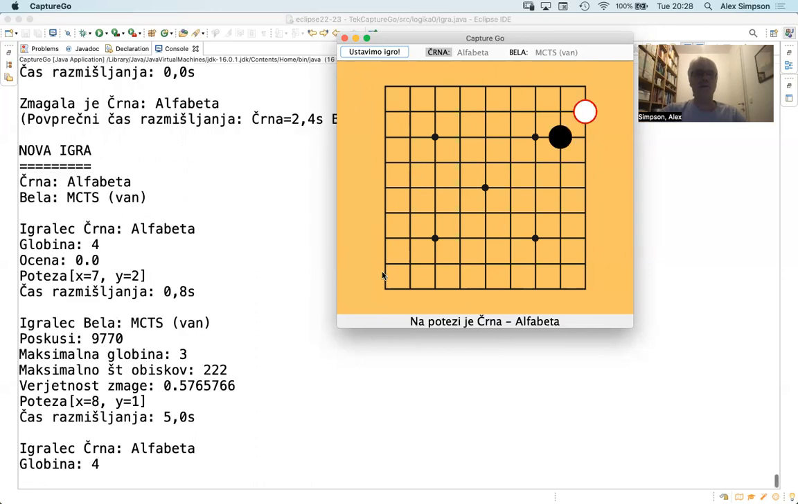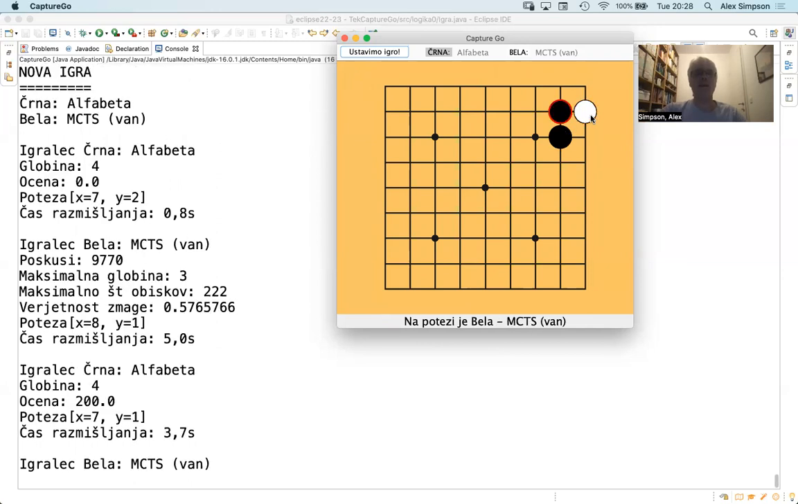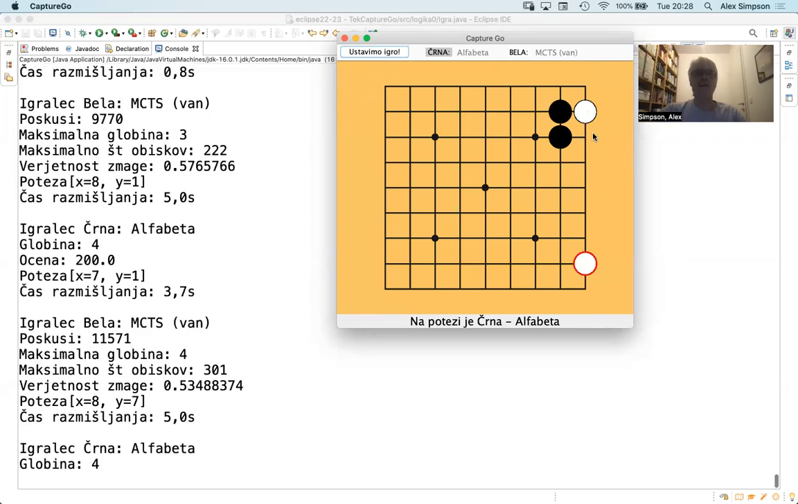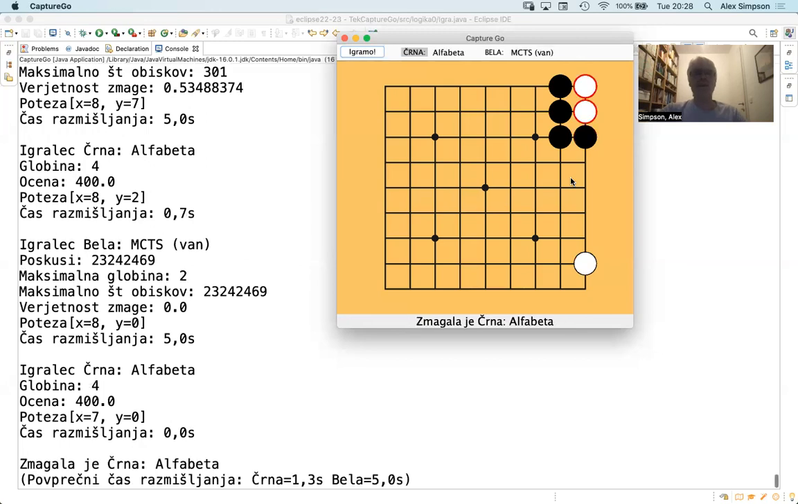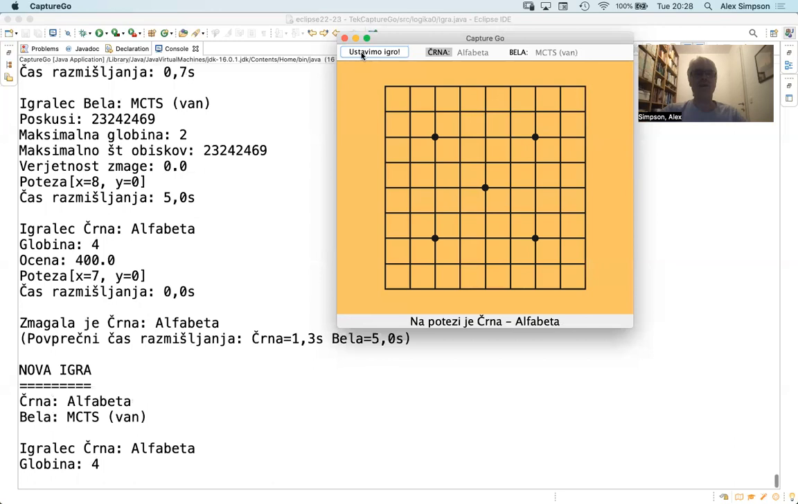So here we have Monte Carlo Tree Search playing the, oh dear, Monte Carlo Tree Search looks like it's going to lose. Everything's going as wrong as possible today. Well, look at that. That was absolutely terrible. So I'm going to start another game. But as you can see, Monte Carlo Tree Search is not doing very well.